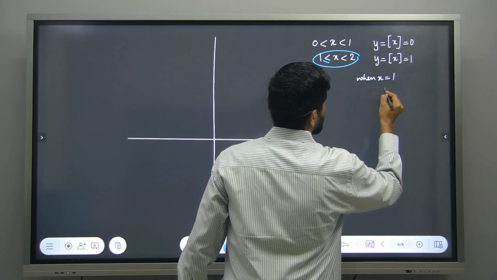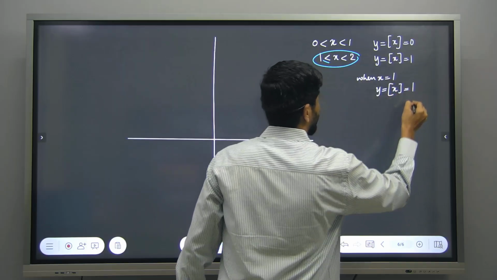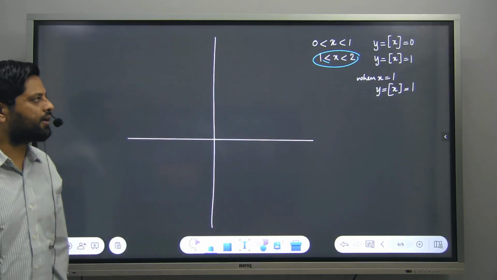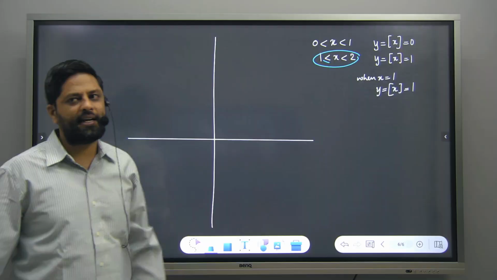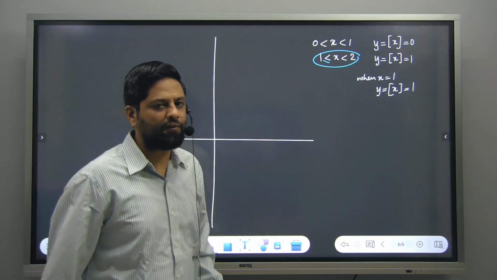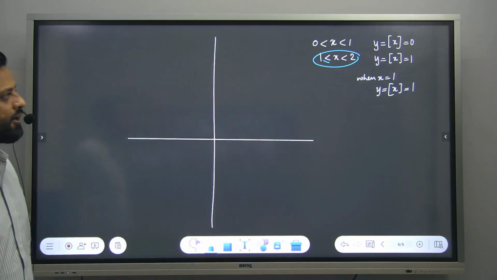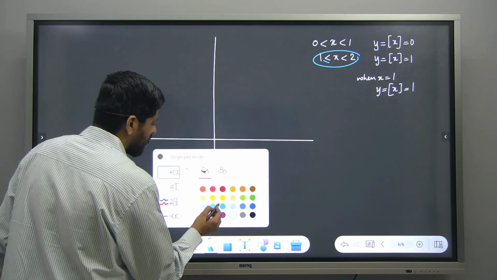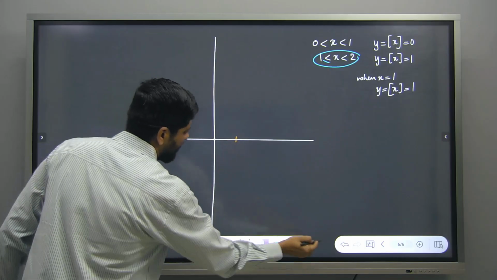Come on people, when x is equal to 1, what's the value of y? Y is equal to 1. So, I have to put the condition x is greater than or equal to 1 but lesser than 2. Be very careful with the inequality in this chapter. Good. The answer is correct. Now, let me try to draw the graph. So, for all the values of x between 0 and 1, say we have 1 here.